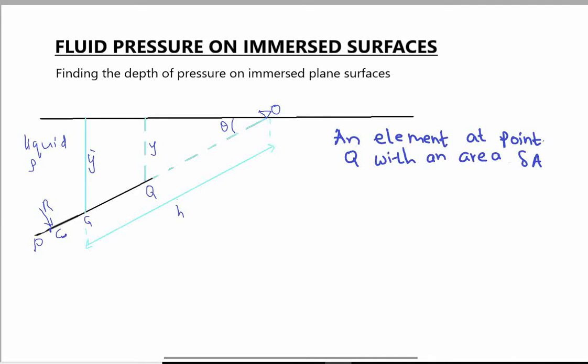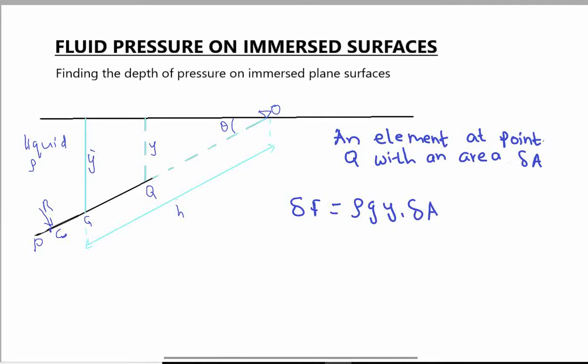So if I were to find the depth of pressure on the immersed plane surface, I will first find the force acting at this point R, the point C, that resultant force. Now how do I get that force? I'll first find the small force acting on the element at point Q, which will be equal to the pressure, which is rho g times y, times the area. So this is pressure times area to get that force.